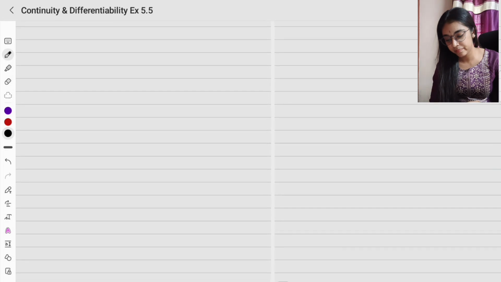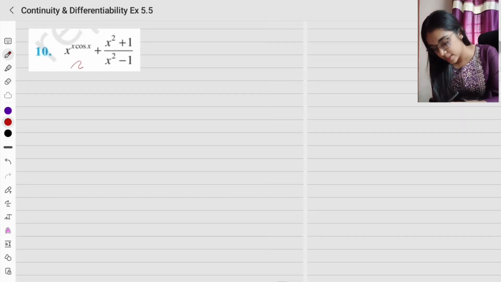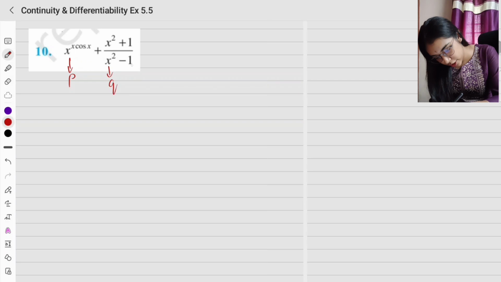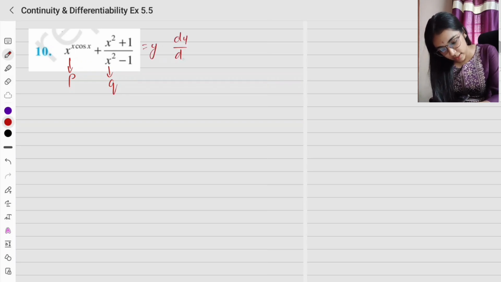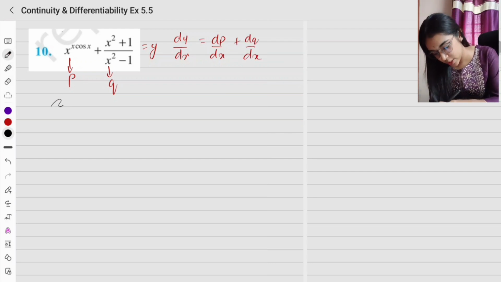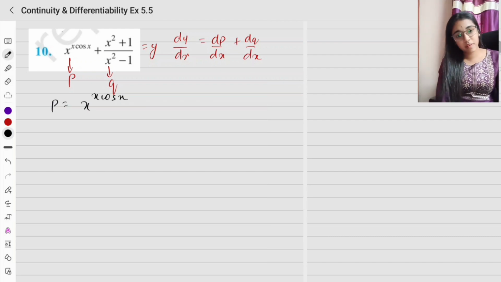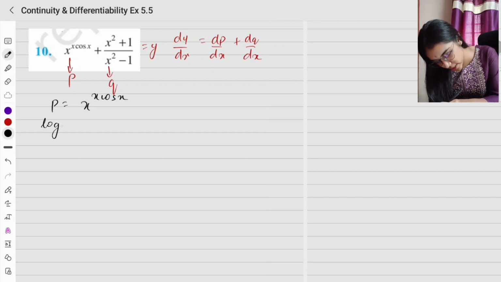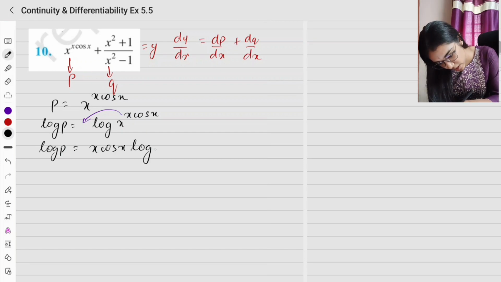Question number 10. Two different terms again. So I have P, Q, this is my Y. dy by dx is dp by dx plus dq by dx. So let's take one term first. My P is equal to x to the power of x cos x, which has a power. Now taking log on both sides, log P equals log of x to the power x cos x, the power comes down. So I'll have log P equals x cos x times log of x.